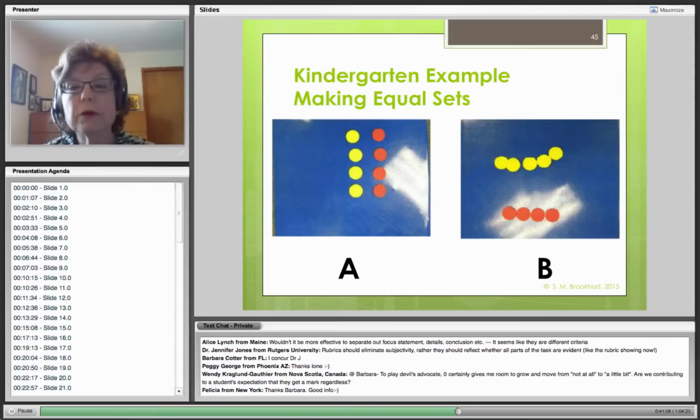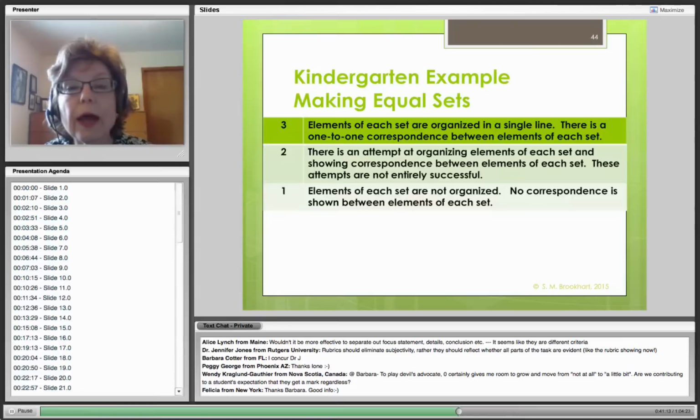And the genius there was that you had a very straightforward rubric that described what you were looking at in such a way that it was easy to observe.